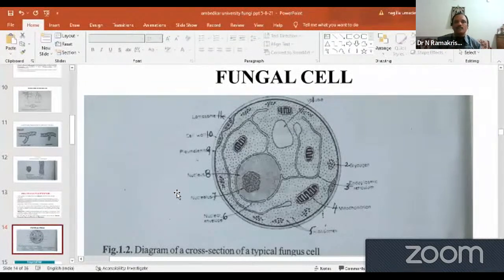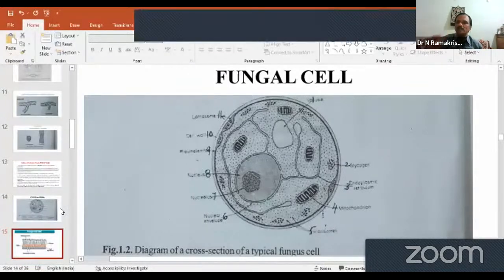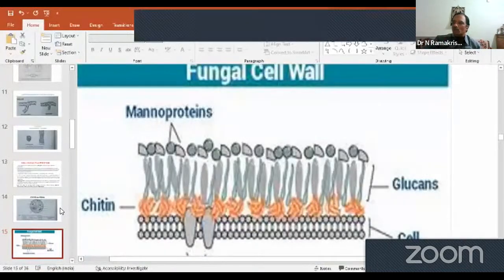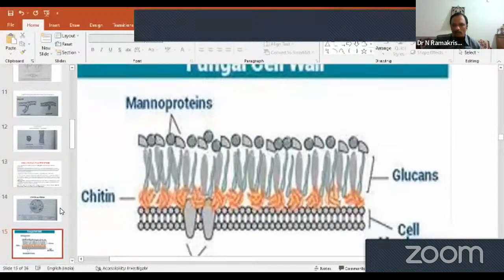Next, you see here the fungus cell wall structure. This is chitin. Generally chitin is found only in animals, but some fungi contain chitin. Chitin is most important.